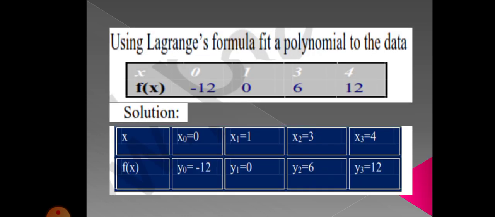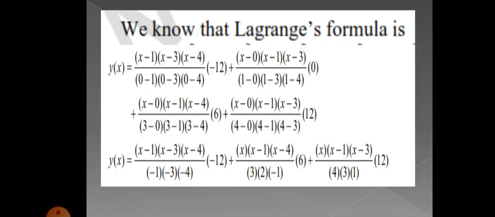Next, using Lagrange's formula, fit a polynomial to the data. Now the x values are given here, and it is an unequal interval. Since we have seen so many problems, this is the unequal interval 0, 1, 3, 4, and the f of x values are minus 12, 0, 6, 12. Here you assign x0, x1, x2, x3, and y0, y1, y2, y3. Then you have to write the formula, and using that formula, apply all the values. They asked to find out some value.